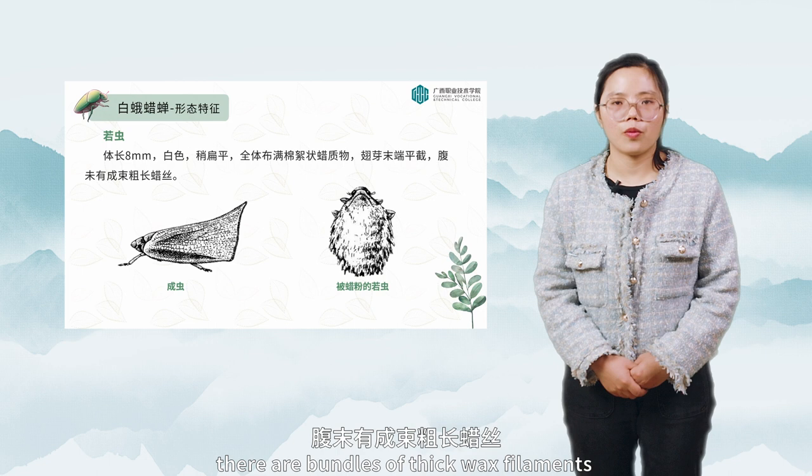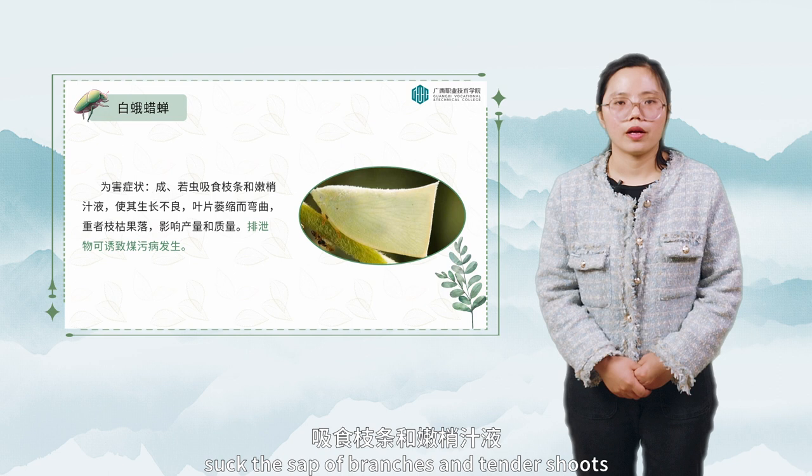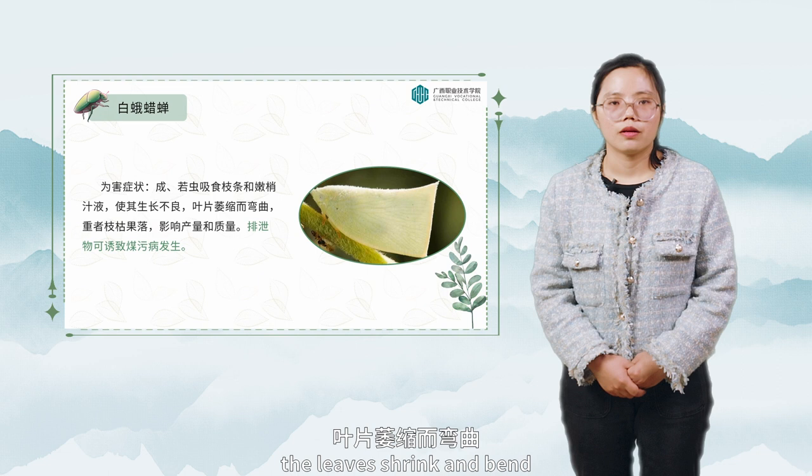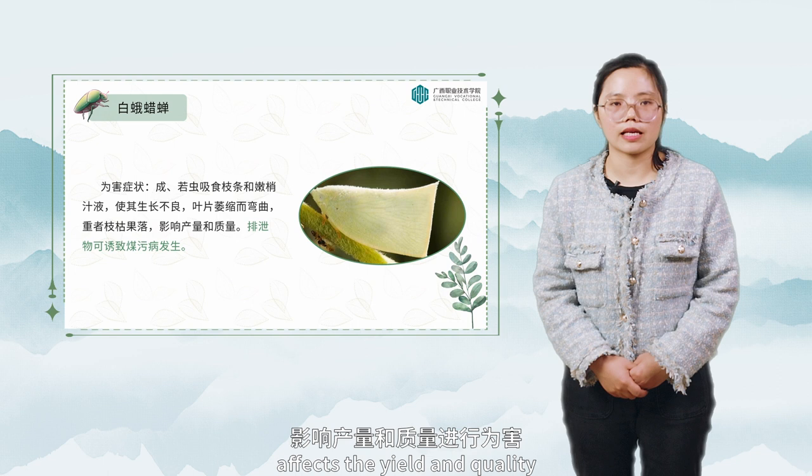Symptom of infection. Its adults and nymphs suck the sap of branches and tender shoots, causing it to grow poorly. The leaves shrink and bend. When serious, branches wither and fruits fall. Affects the yield and quality. The excretion can cause coal fouling disease.